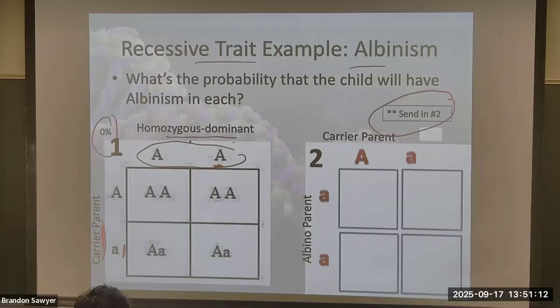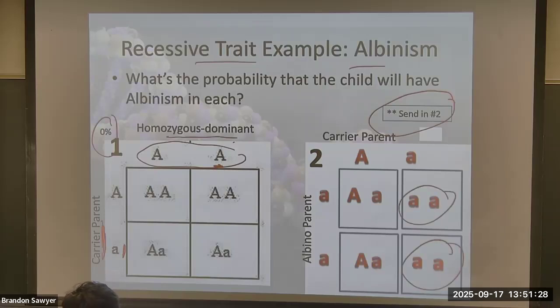So then on the other side, if we've got one parent with albinism and the other one a carrier, then we have the possibility here, and most of you said 50% chance, right? So both of these would be the ones that would potentially have albinism. And so, yeah, 50% chance there. Okay, questions on that one at all? Okay. All right, well, let's keep going then.